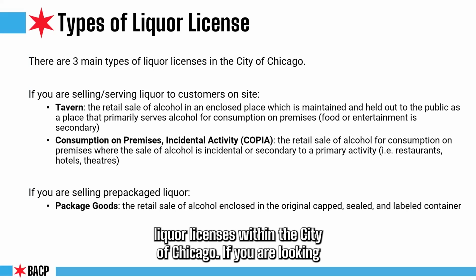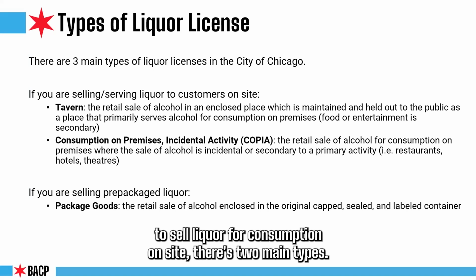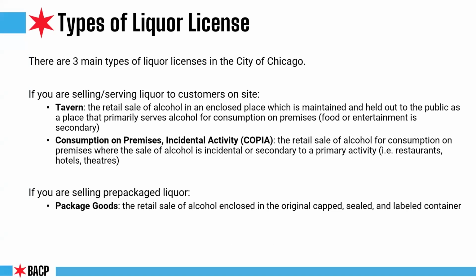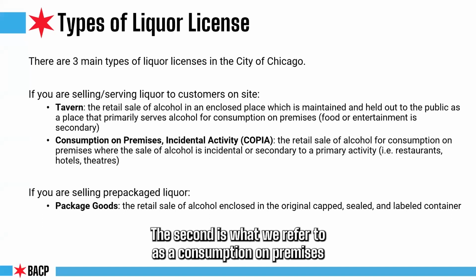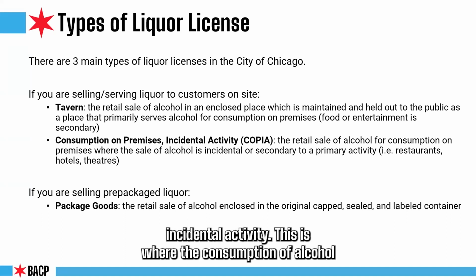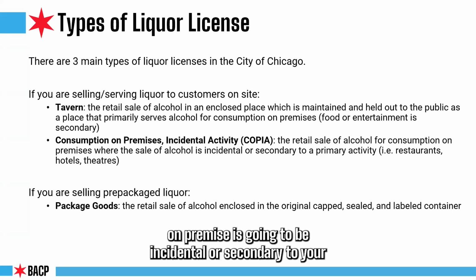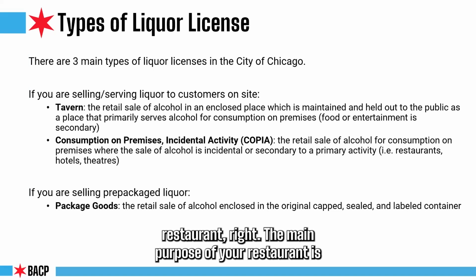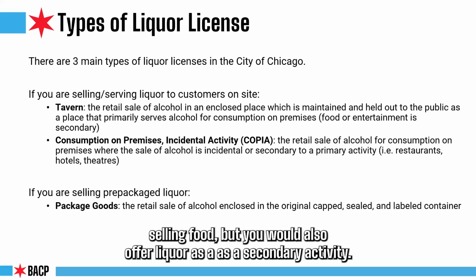So getting down to the basics, there are three main types of liquor licenses within the city of Chicago. If you are looking to sell liquor for consumption on site, there's two main types. The first would be a tavern license. That would be where your primary business activity is going to be the sale and consumption of alcohol. The second is what we refer to as a consumption on premises incidental activity. This is where the consumption of alcohol on premise is going to be incidental or secondary to your primary activity. The best example of this is always a restaurant, right? The main purpose of your restaurant is selling food, but you would also offer liquor as a secondary activity.